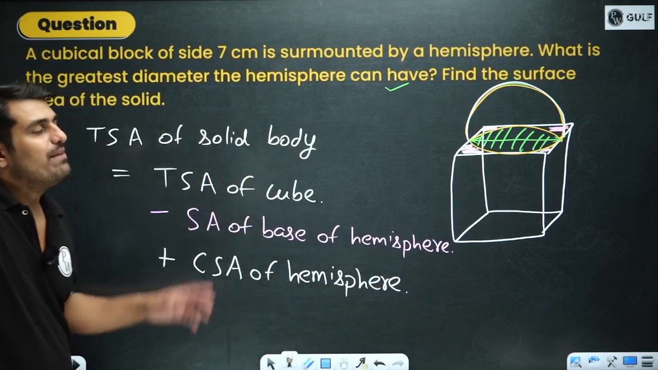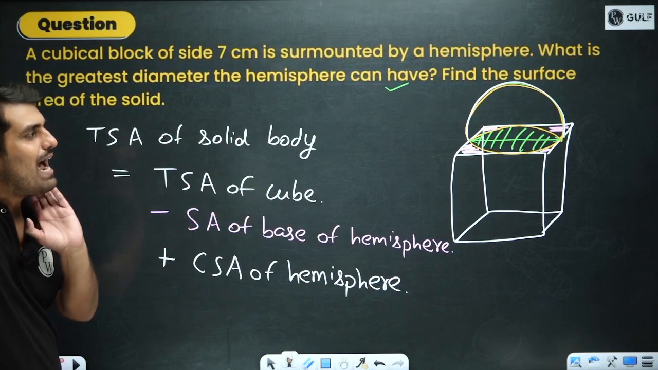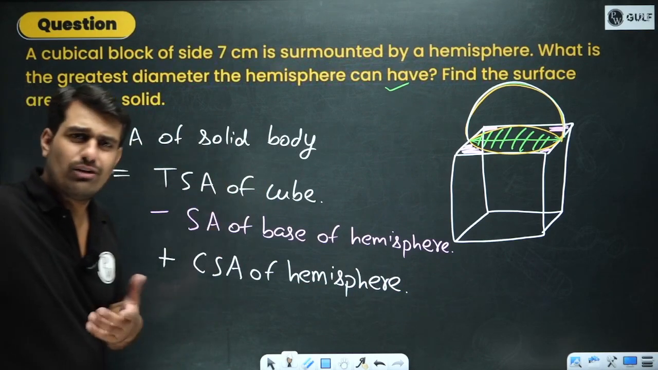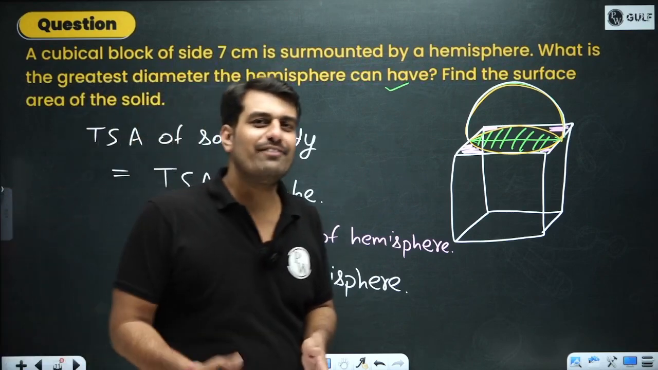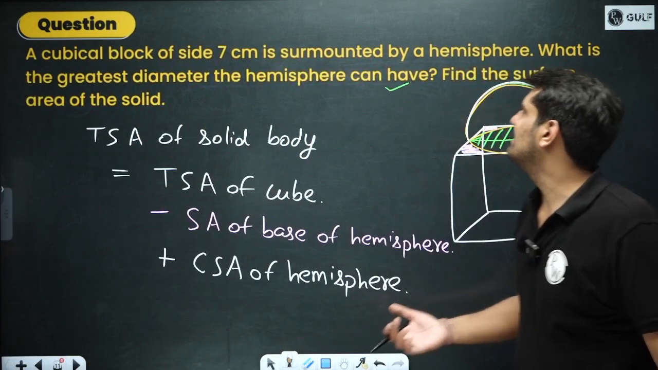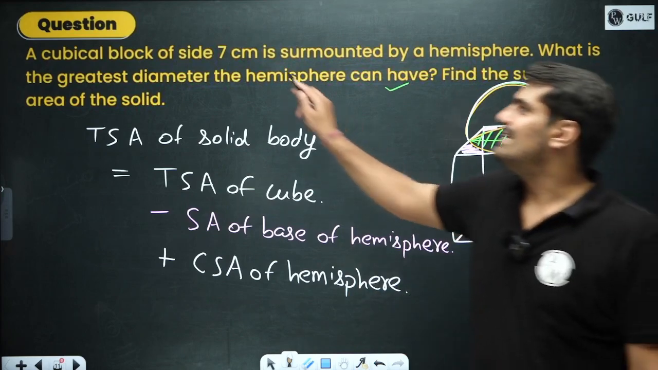The CSA of the hemisphere is what we are going to consider, and that will give you the total surface of the solid body. Now you would say, sir, the question is complete. No, the question will never be complete if you are not involving any calculation. For the calculation, they have given you a few things.